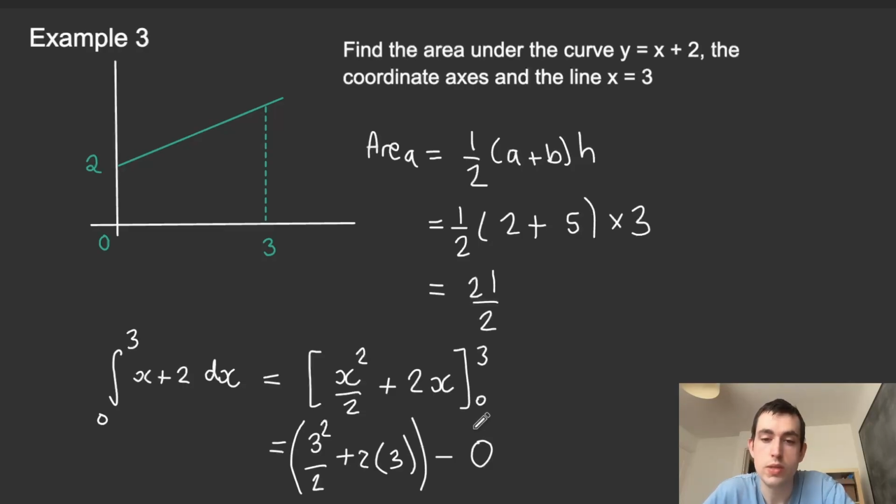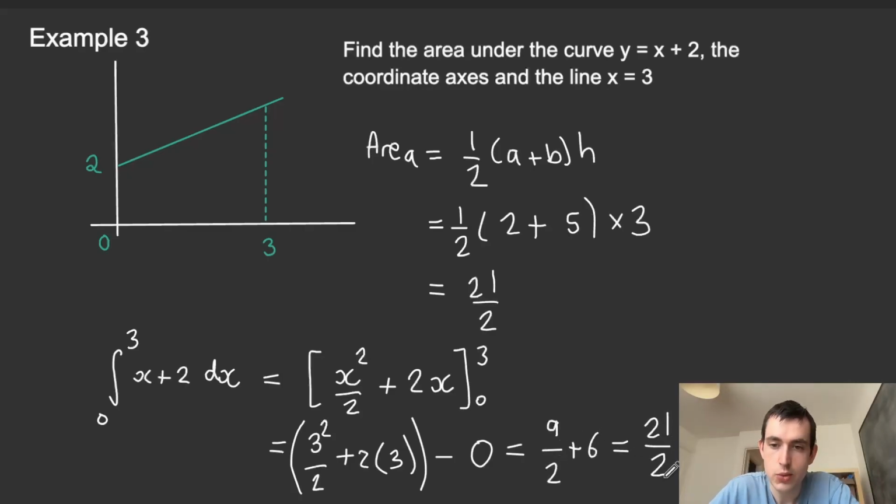Don't assume it's always going to be 0. 0 squared is 0. 2 times 0 is 0. But there are certain questions, certainly in second year, where the limit might be 0, but the answer won't be. So just keep an eye out for it. Putting that all together then, we're going to get 9 over 2 plus 6, which is, drum roll please, 21 over 2. So we get the same answer whether we do it using the area of the trapezium or when we do it this integral way.